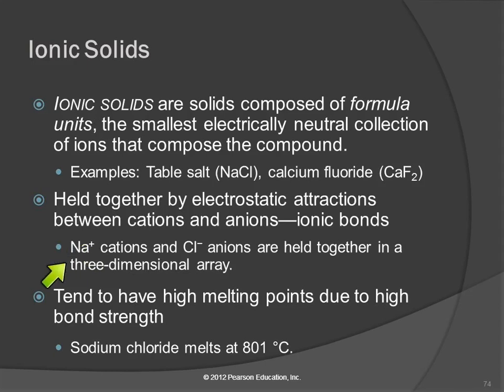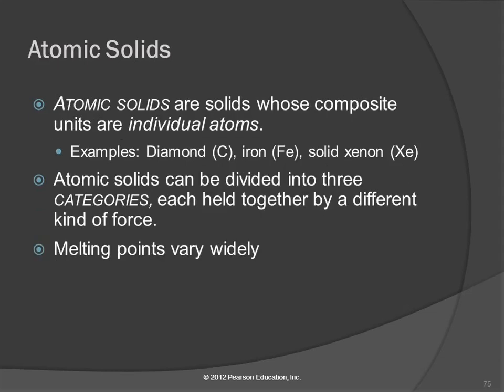So in a piece of sodium chloride, you've got sodium ions, sodium cations, chloride anions, held together in a 3-dimensional array. It just goes on and on and on. So essentially you could think of the whole thing as being one molecule. There aren't any intermolecular forces because there's only one big molecule. And it's all held together with ionic bonds. So ionic solids tend to have really high melting points because those ionic bonds are really strong. Sodium chloride melts at 801 degrees Celsius. That's pretty hot. Really hard to melt table salt.